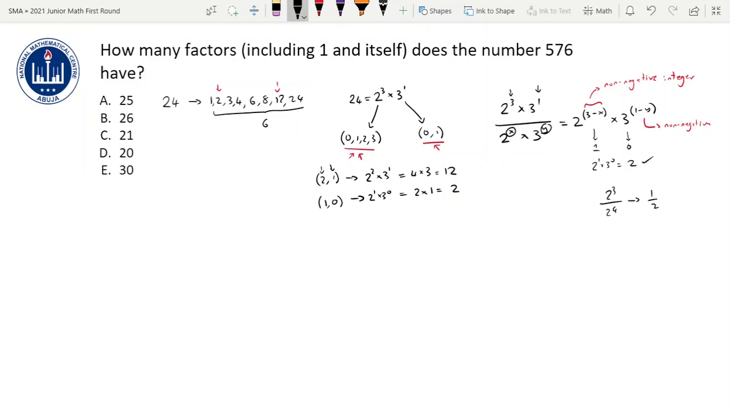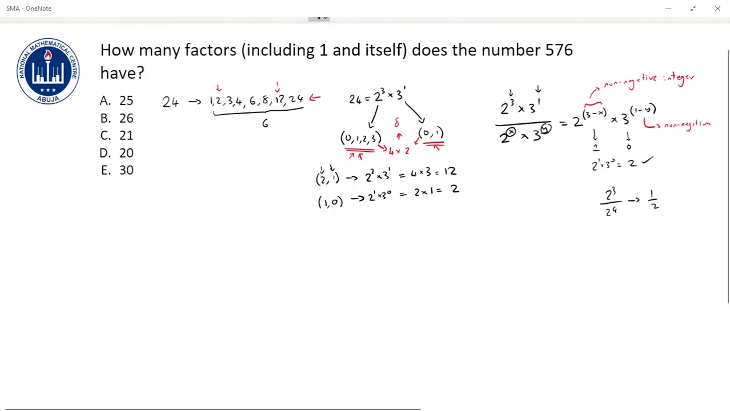So what this means is that there are as many factors for 24 as there are possible ways of picking one number from the first bracket and picking a second number from the second bracket. And notice that in the first bracket we have 4 numbers, in the second we have 2. So we should expect 24 to have 4 times 2, which is 8 factors. And indeed 24 does have 8 factors here, right? So that's how this works.